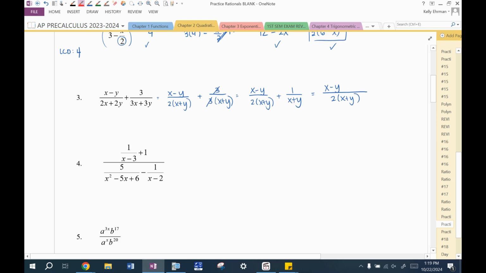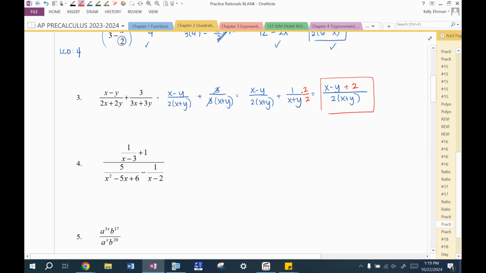The second fraction has the x plus y, but it's missing the 2. So I'm going to multiply by 2 over 2. 1 times 2 is 2. So I just put a little plus 2 up there. There's nothing to factor in the numerator, and there's nothing else to do in the denominator. So this is the final answer.